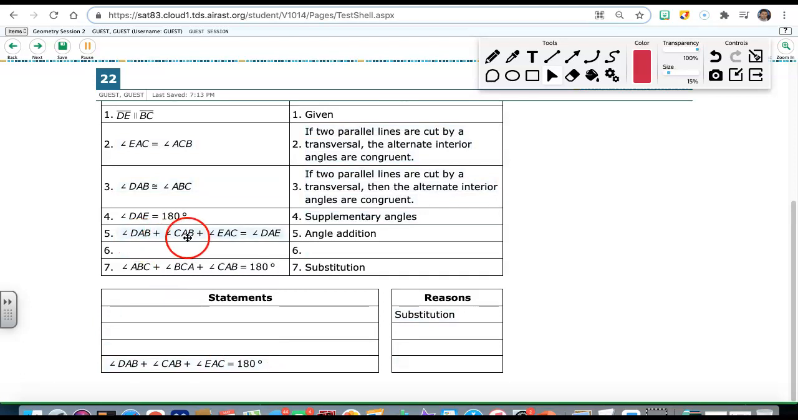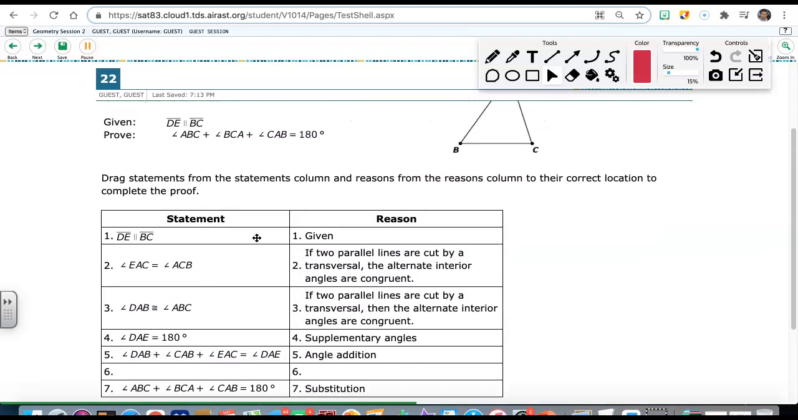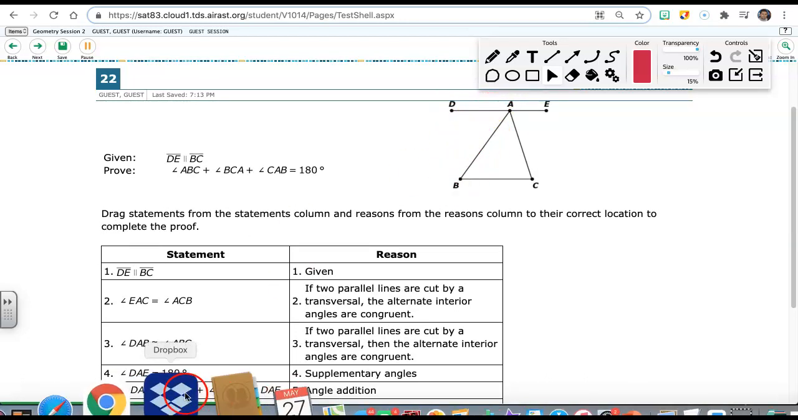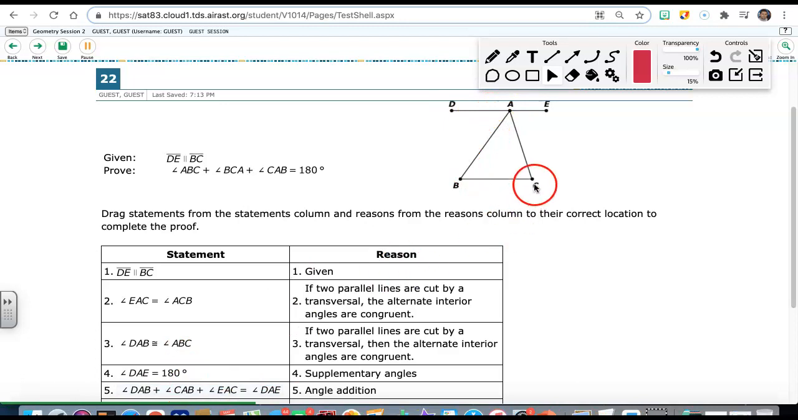DAB, CAB, EAC. Let's look at those angles. DAB is the one on the left. The next one is CAB, the one in the middle. And the last one is EAC, which is the one on the right side. So when you add those three angles, you get the big one, which is DAE. And that's angle addition. You're adding angles.